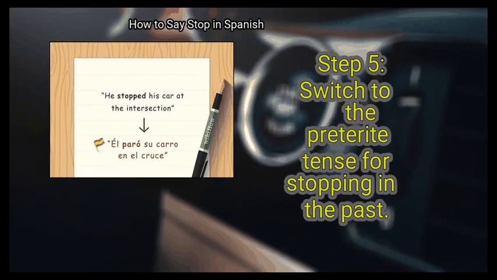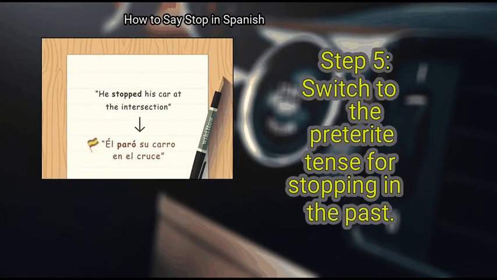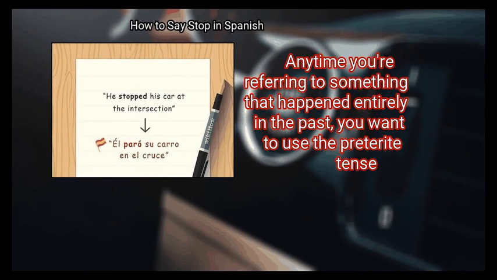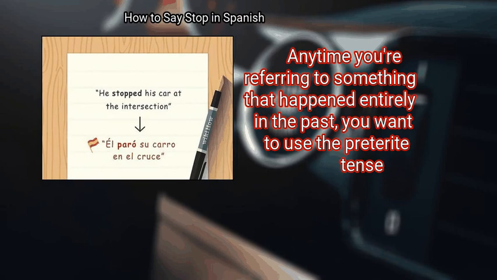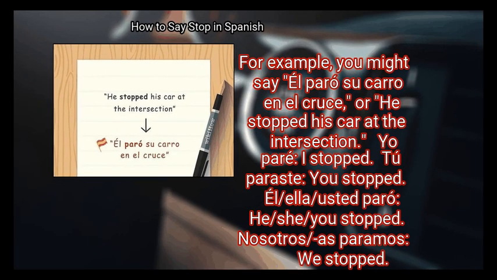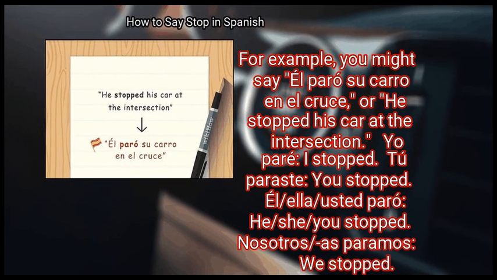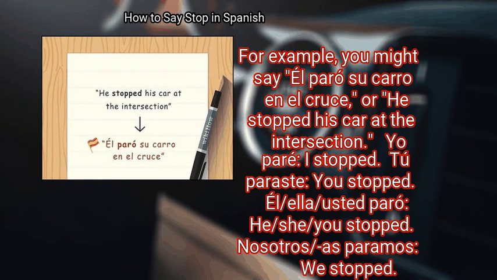Step 5. Switch to the preterite tense for stopping in the past. Anytime you're referring to something that happened entirely in the past, you want to use the preterite tense. For example, you might say, él paró su carro en el cruce, or, he stopped his car at the intersection.